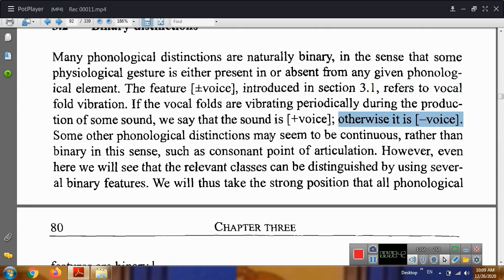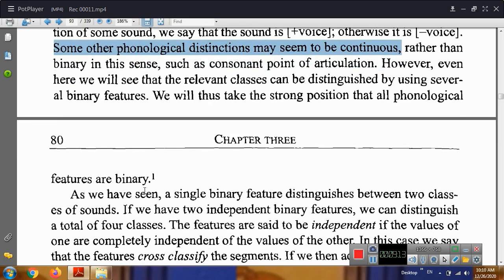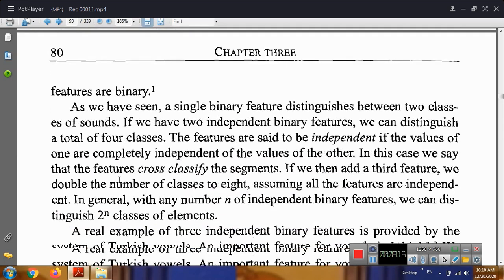Some other phonological distinctions may seem to be continuous rather than binary in this sense, such as consonant point of articulation. However, even here we will see that the relevant classes can be distinguished by using several binary features. We will thus take the strong position that all phonological features are binary.